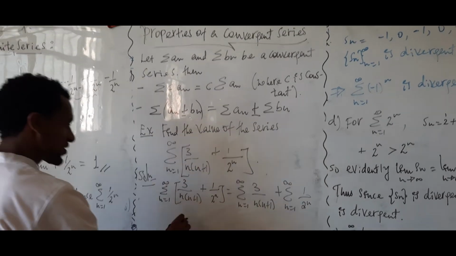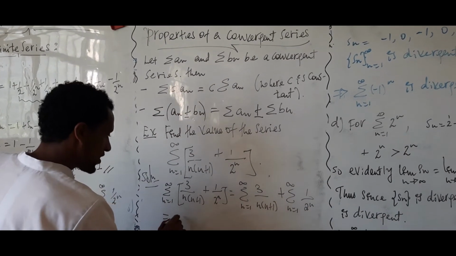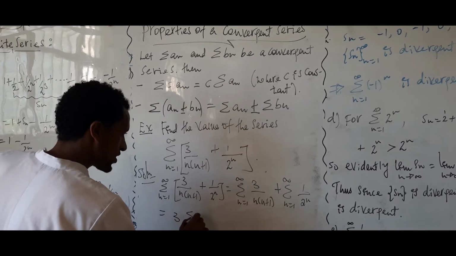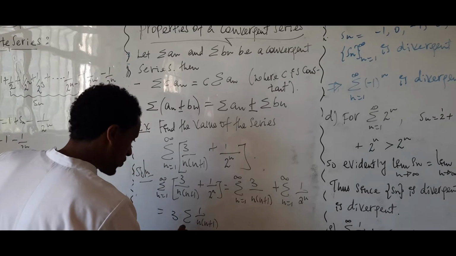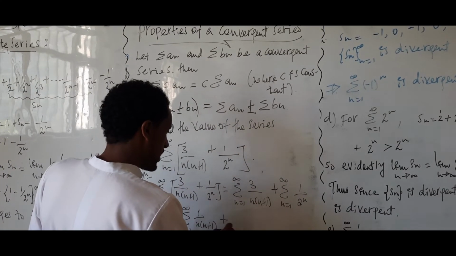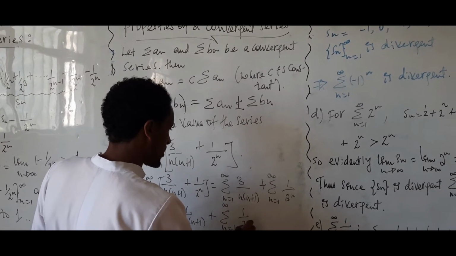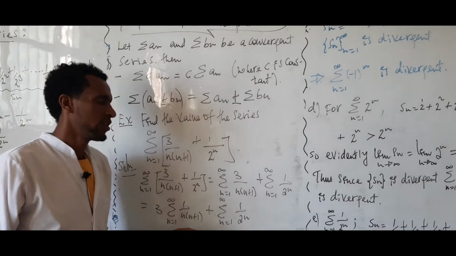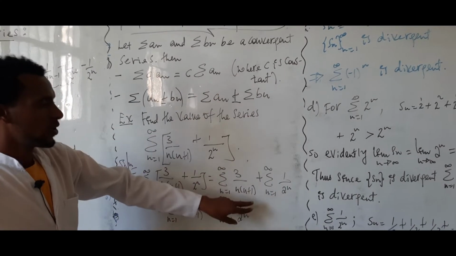Then using the first property of the series, this can be written as 3 times the sum from 1 to infinity of 1 over n times n plus 1, plus the sum from n equals 1 to infinity of 1 over 2 to the power of n.